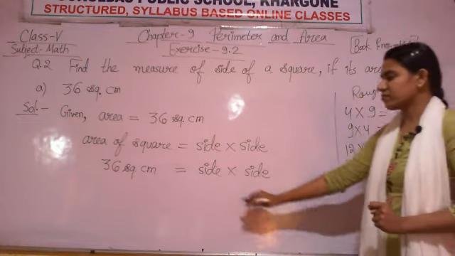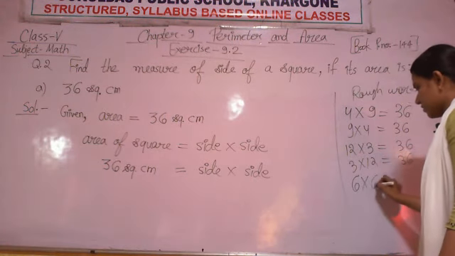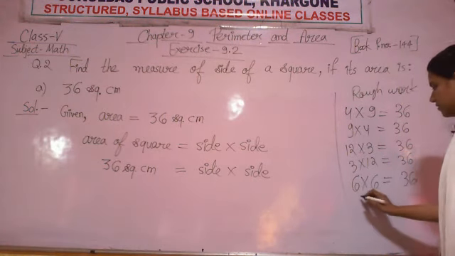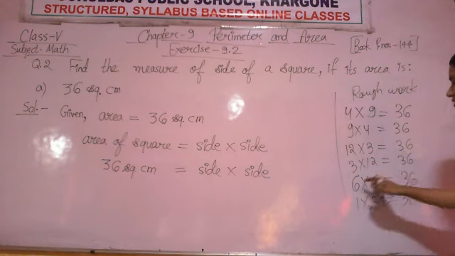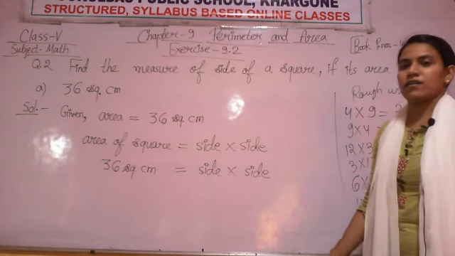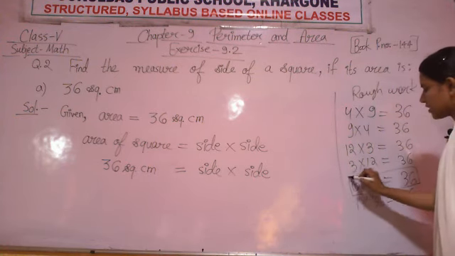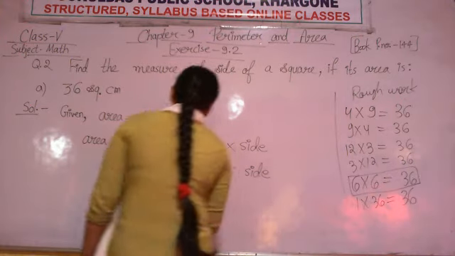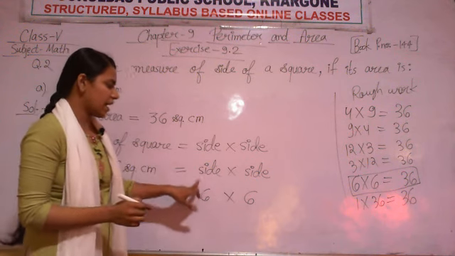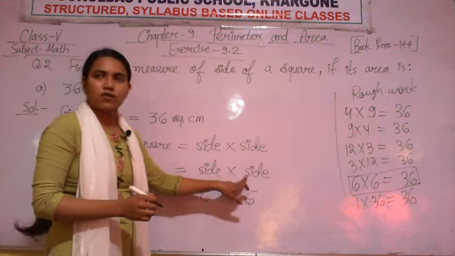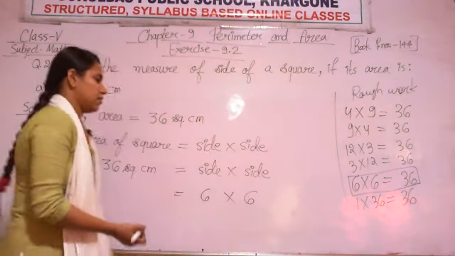But here, which numbers should I choose? If I multiply 6 with 6, 6 sixes are 36. 1 into 36 will also be 36, but which pair should I use? So I will choose 6 multiply 6. Why 6? Because the value of side is 6. Here also the value of side must be 6. Okay.